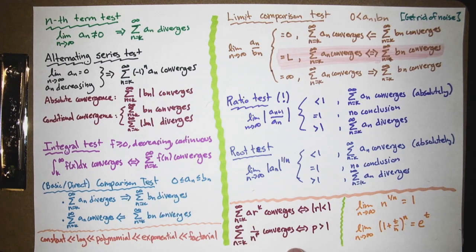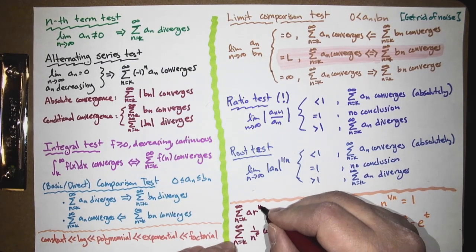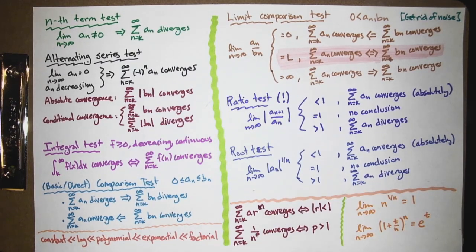So the last two things, there are two types of series that we understand very well. Geometric. If we're geometric, we converge as long as our multiplying term, r, is less than 1 in absolute value. Then the other one is p-series. And I have a small typo here. This should be r to the n. Sorry about that. So r to the n converges if and only if r is small. 1 over n to the p converges if and only if p is greater than 1.